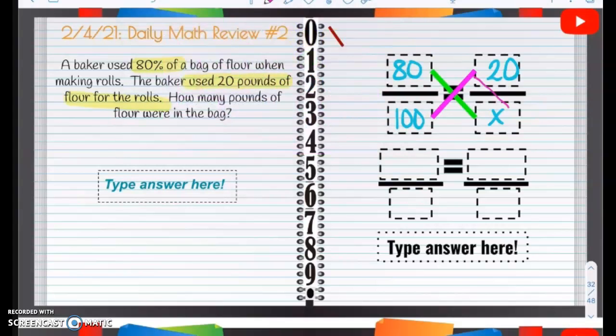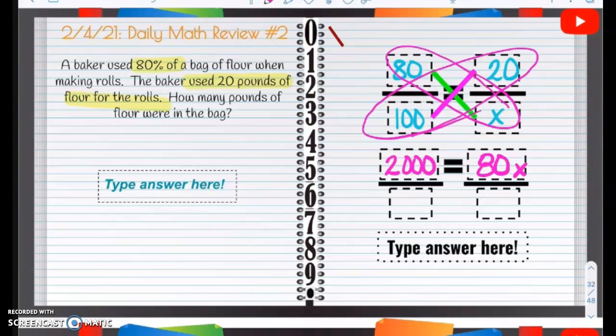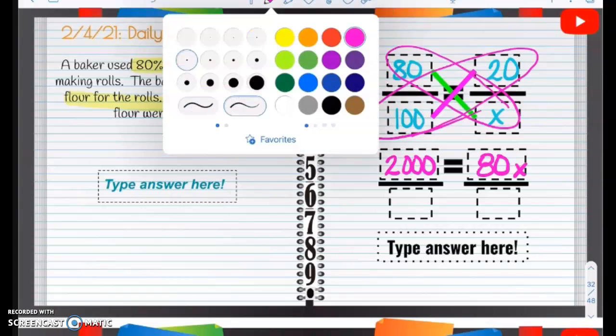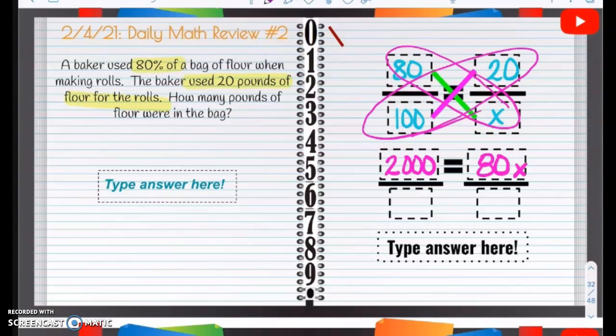80 times X is going to be 80X. 100 times 20, well, I know that 1 times 2 is 2, and then I have 3 zeros, so that's another zero trick. So also if you do 100 times 20 in a calculator, you will get the same answer if you want to double check. Now we need to divide both sides. It is in this case on the right side, which is absolutely fine. X is saying 80, I love you, but I gotta get rid of you. So we're going to divide both sides by 80.